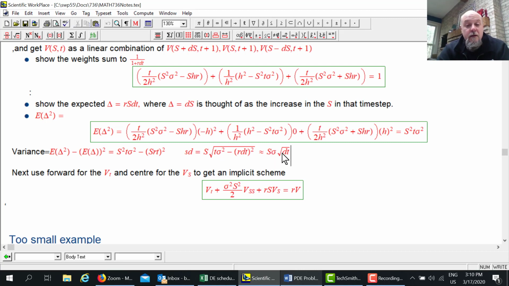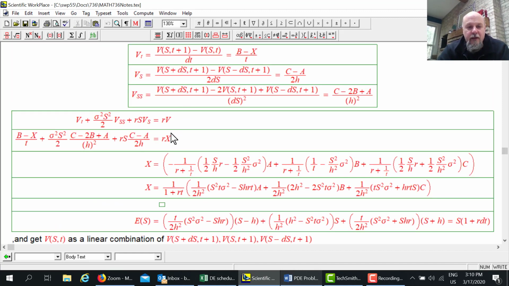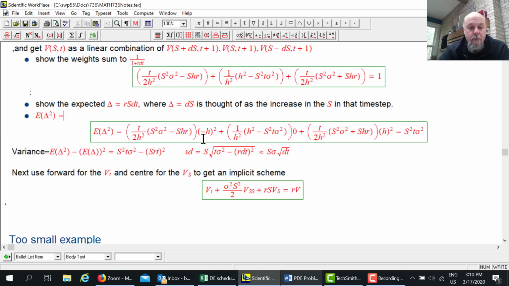Root dt, which is what we wanted, right? Because this would be dx, and quadratic variation, dx squared is dt, so dx is root dt. So in other words, this is starting to look like a good thing to do, because it's matching our continuous model. Next, we would use the forward and the center and get the implicit scheme.